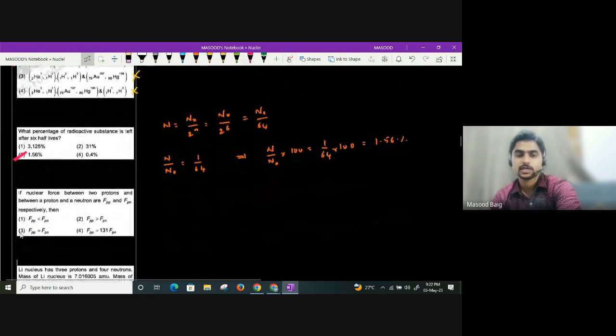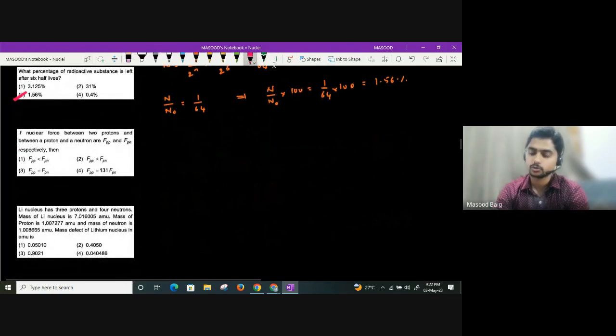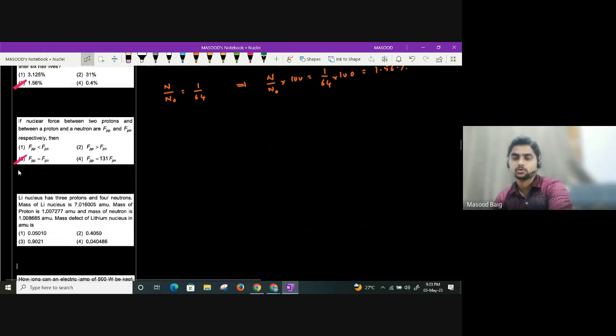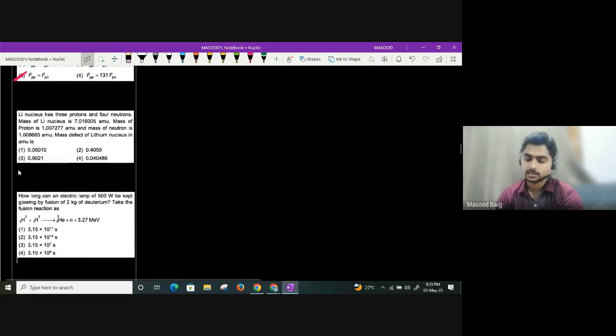Nuclear force is charge independent. Whether you take two protons or two neutrons, one proton, one neutron, one neutron, one proton, the force is going to remain same. Understood, everyone? I hope it is clear. Next question.